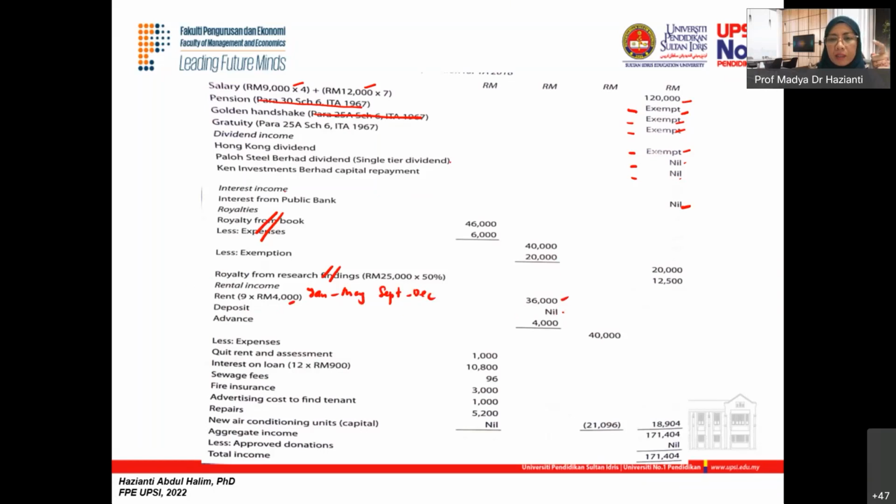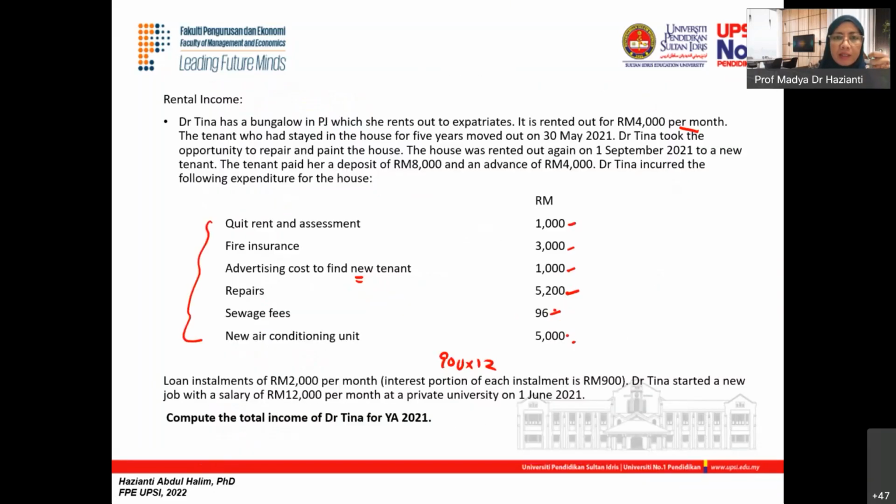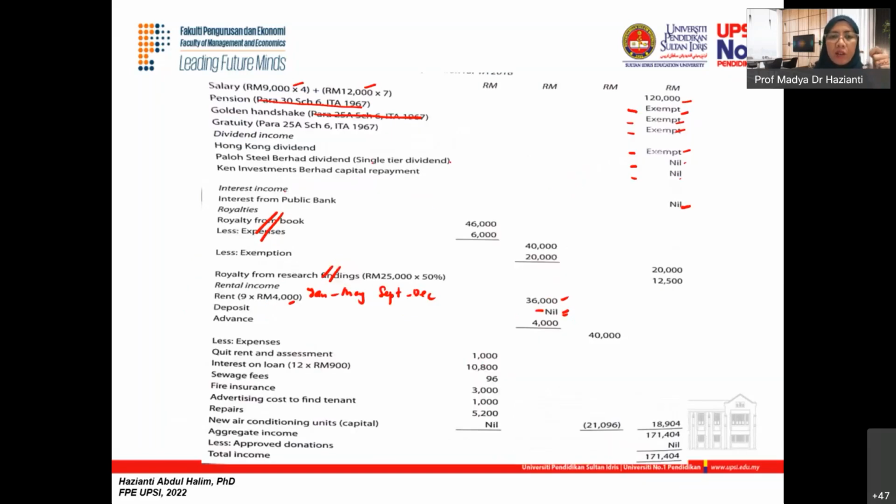Remember deposit tak kena, tak termasuk deposit is non-taxable. So deposit yang dia dapat ni sebab deposit, remember deposit kita akan return balik, deposit ialah refundable. So deposit tak ada, tapi advance dia dapat advance receipt rental kan? Advance 4,000. So advance rental ni remember dia dapat advance rental, deposit tak? Advance rental yes. Advance rental will be taxed in the year of receipt.